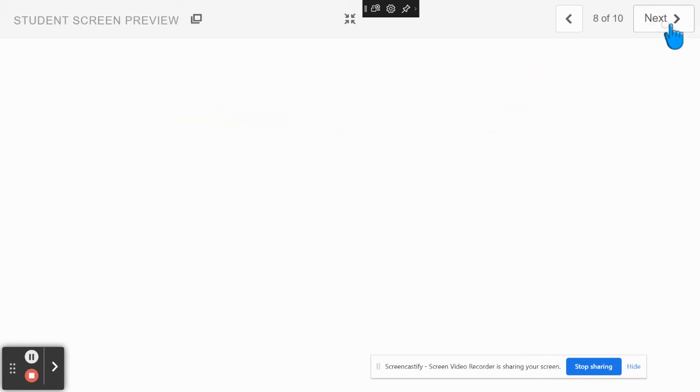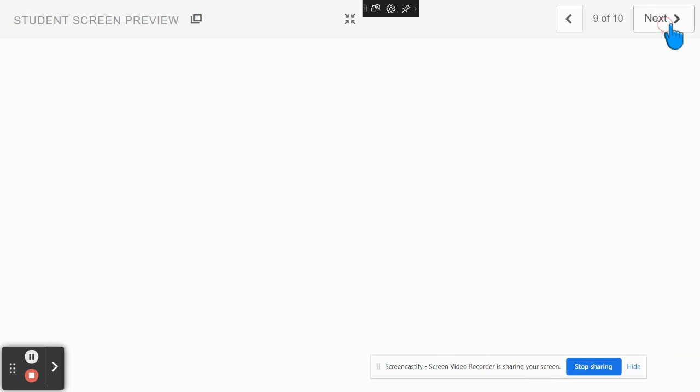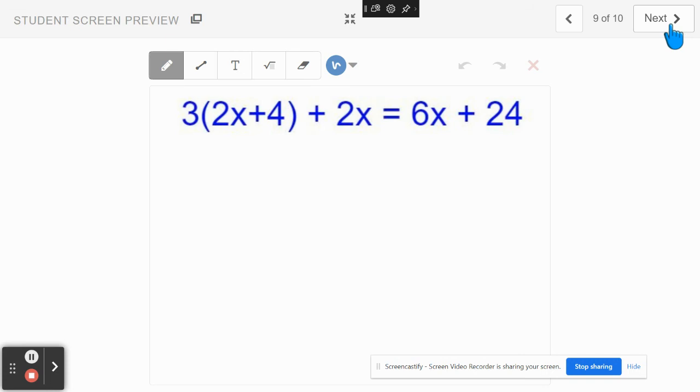All right, this one, you're going to distribute both sides. Distribute both sides, then letters to the left, constants to the right. All right, this is with spices, right? This is the real spicy ones. Distribute first. All right, once you do that, distribute that first. So you're going to get 6x plus 12 plus 2x equals 6x plus 24. Okay?